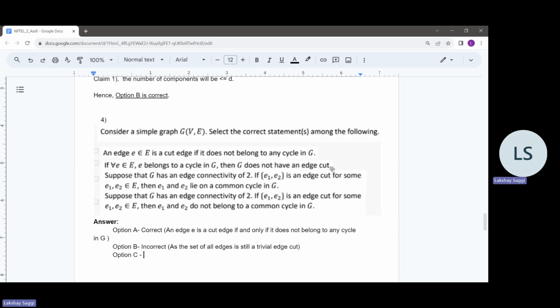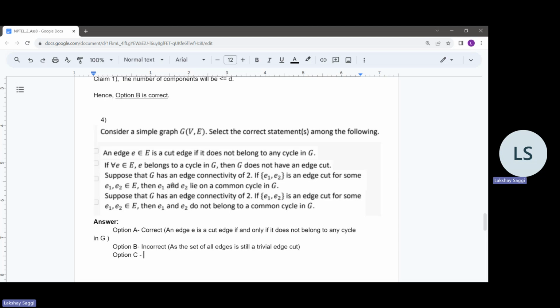I believe these sort of arguments you should try. Option C and option D are just negations of each other. Option C says that E1 and E2 should lie on a common cycle. Option D says E1 and E2 should not belong to a common cycle. Maybe you should try it yourself, to see which of these is correct, because this has been discussed in the lectures in some manner. Similar arguments I've also discussed, like why does a cut edge not belong to a cycle, and so on. So you can do this yourself.